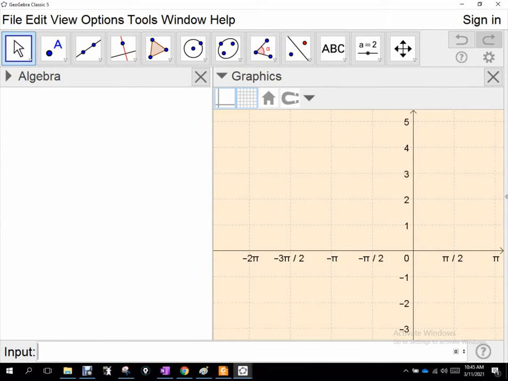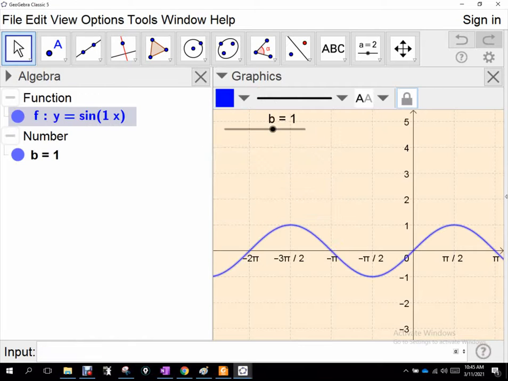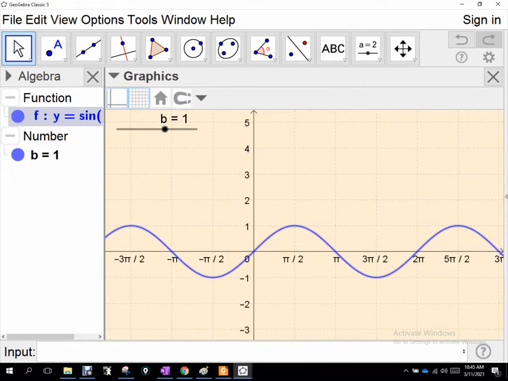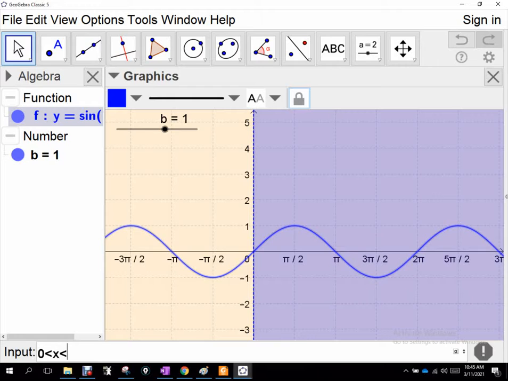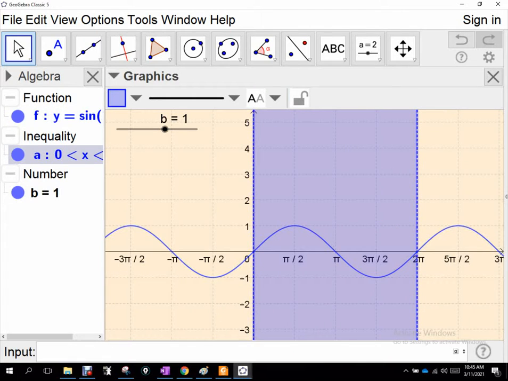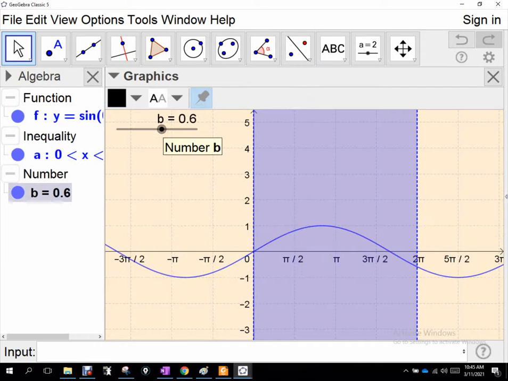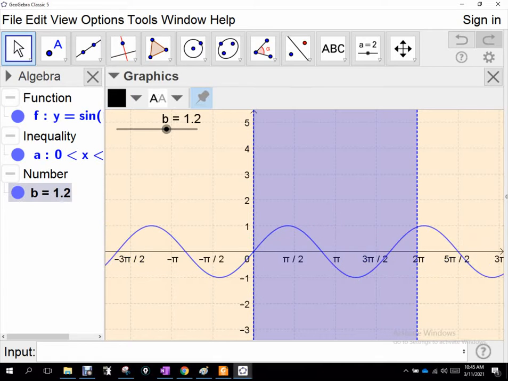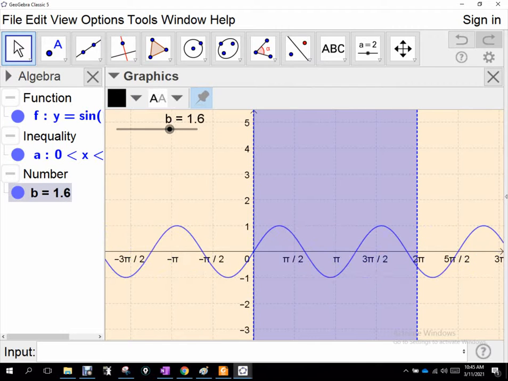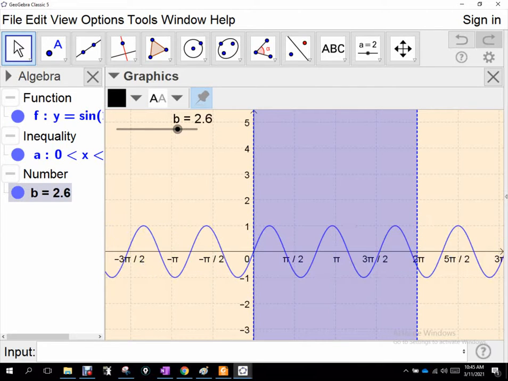and I write y equals sine of, not 2, let's go b times x, and I let b be 1. That is our parent function right there. If we look at just the interval between 0 and 2 pi, just look at that blue region. When I make this b value change, is there more oscillations of that curve inside that blue region?